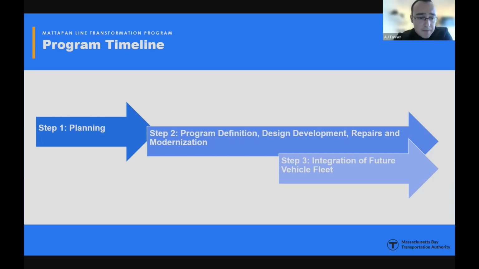Prior to step 2, the MBTA completed a full assessment of the line and completed the planning and analysis phase of the program. That phase of the program is complete. As we mentioned before, option 3 was selected and all infrastructure upgrades will be catered around that choice moving forward. Step 3, which is the integration of the future vehicle fleet, will begin once the required infrastructure improvements are completed.